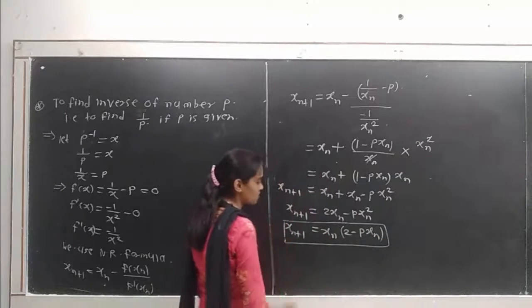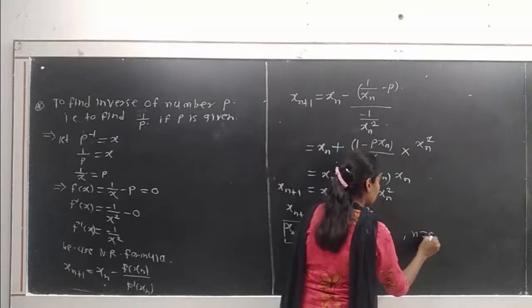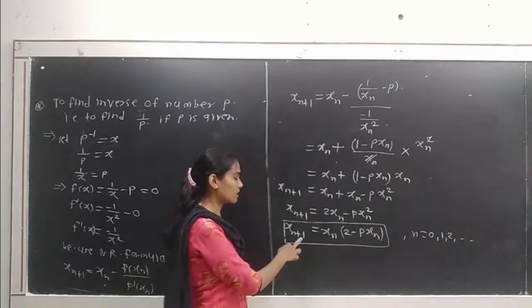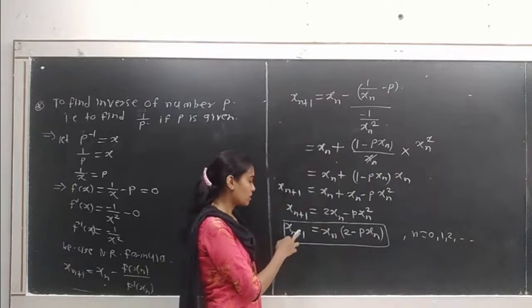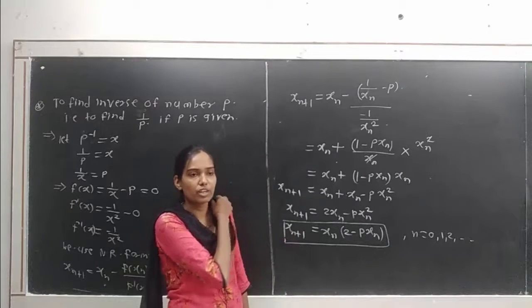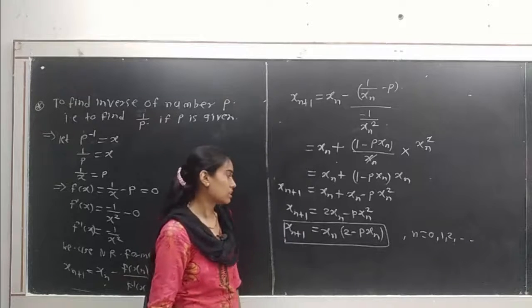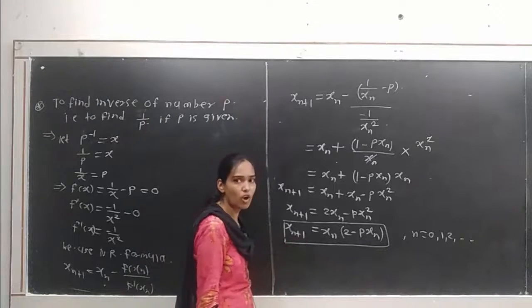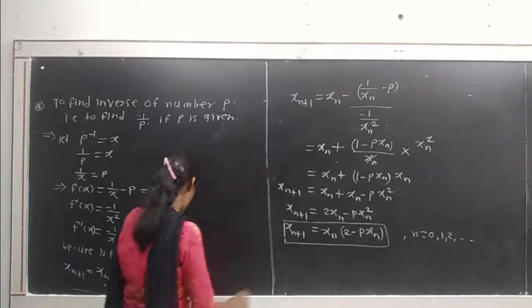So this is the formula for n is equal to 0, 1, 2 and so on. So we get this formula for finding the inverse of any number p. That is, if we are given any number p, then we can find its inverse by using this formula. Okay, so let us see an example.